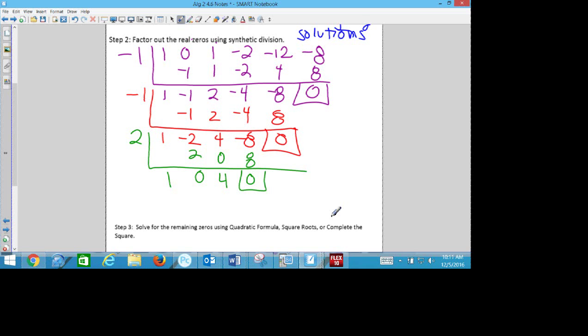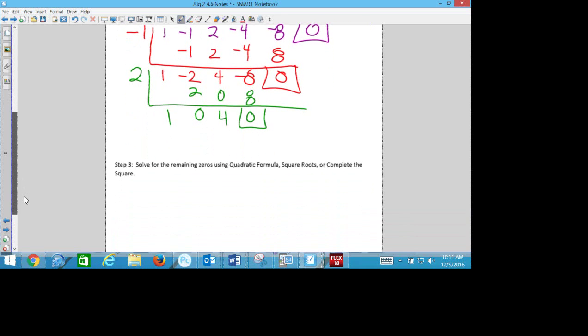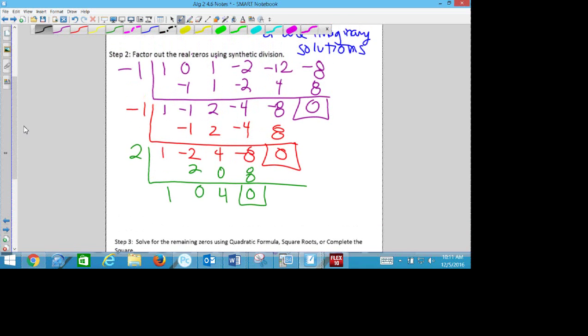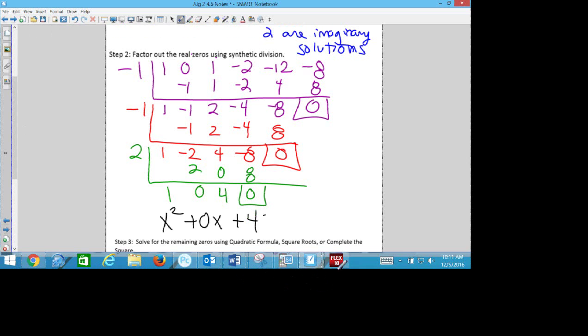So that was step 2. I'm going to write what I have left over, but we didn't only do synthetic division once, we did it 3 times. Remember, when we do it once, that lowers the degree by 1. So if we do it 3 times, where the degree started at a degree of 5, what's the degree now going to be? It's going to be squared, because each time we lower it by a degree. So this will be x squared plus 0x plus 4.